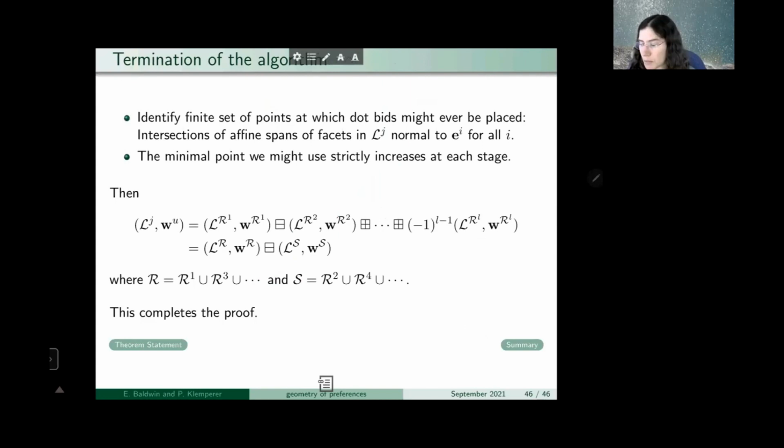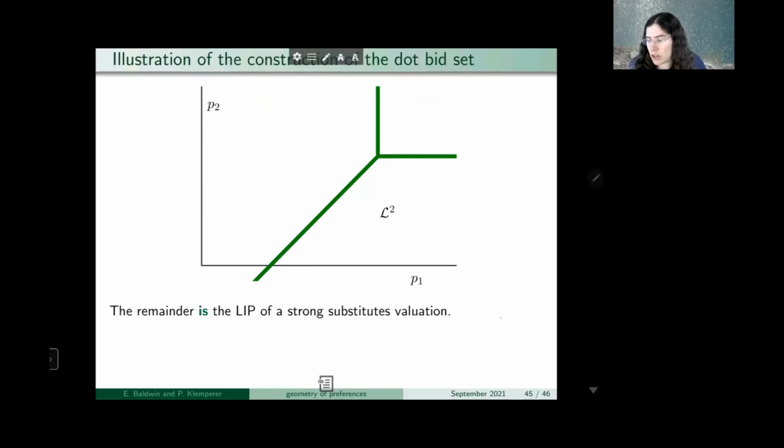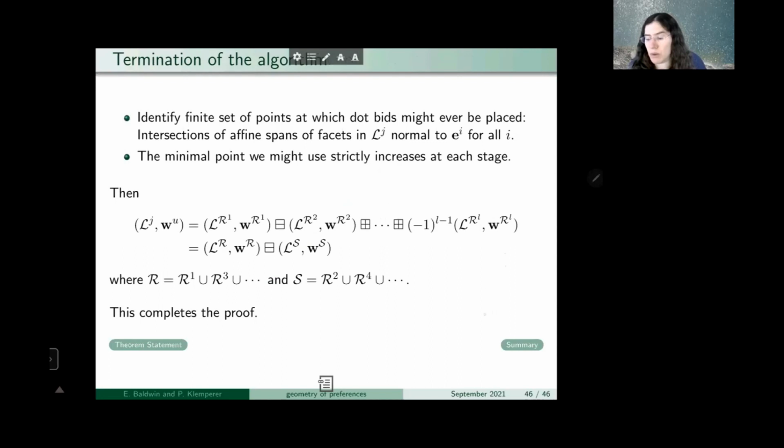And we can see that this will terminate because we can identify a finite set of points at which we might ever put a bid. And we can see that the minimal point at which we put a bid at any stage is strictly increasing. So basically we can't go into an infinite loop here. Eventually we're going to have to stop. And so if we stop, then the bids I put in at the first stage are positive, the bids I put in at the second stage are negative, and in higher dimensions, there will be a sort of double negative, which turns into positive again, and just keep doing as many times as I need, and the sign alternates each time, and that gives me my positive and negative bids.